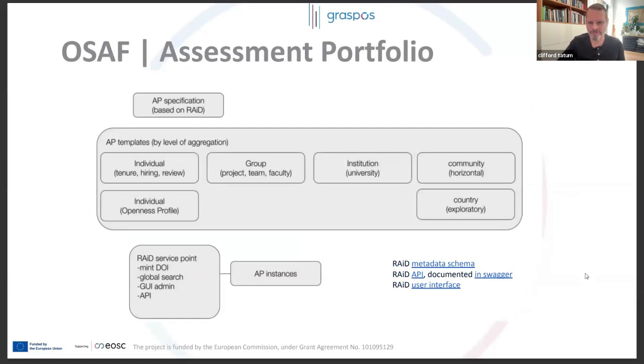The final thing I'll say is, if you're interested, RAID, the research activity identifier, is the underpinning infrastructure for this portfolio. And if you want more information, it's linked to this slide. And so I will pass it on to Josefine.